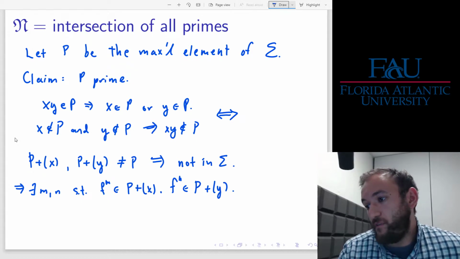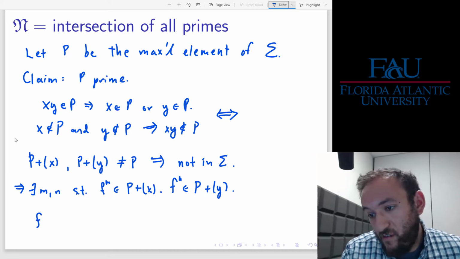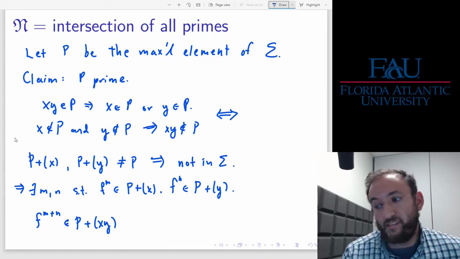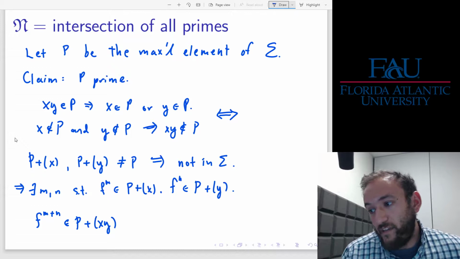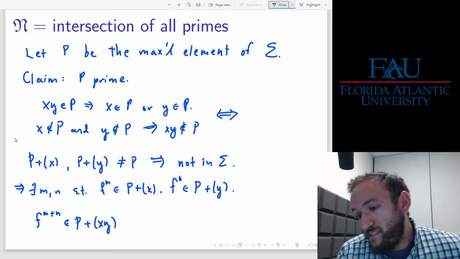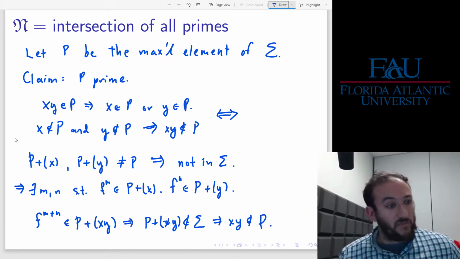Well, now that we have f to the m in P plus x and f to the n in P plus y, just multiplying those together, we get f to the m plus n must be in P plus xy. And since when we distribute P plus x times P plus y, the P absorbs x and y, and you're just left with P plus xy here. But what this implies is that P plus xy is not in sigma, which means that xy is not in P. And that's exactly what we needed to prove to show that P is prime.